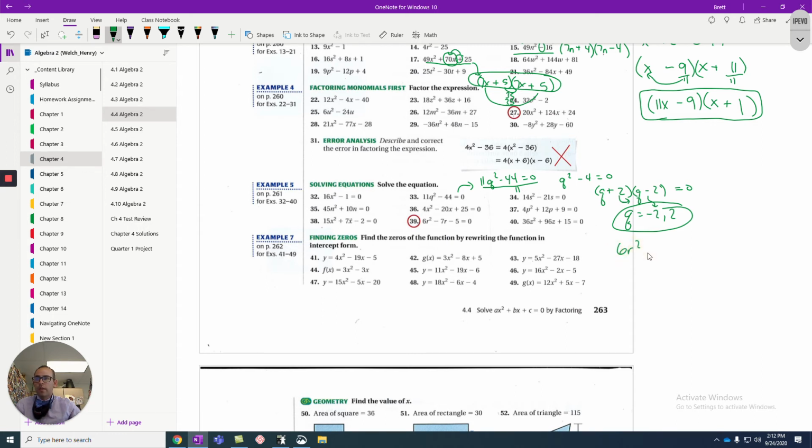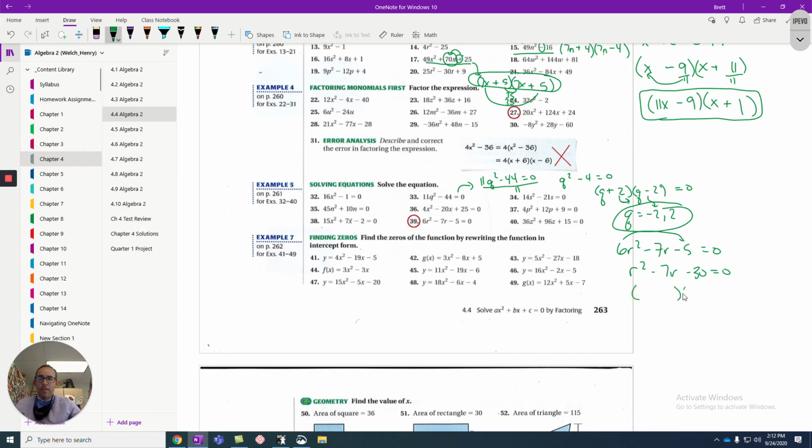6r squared minus 7r minus 5 equals 0, it's pretty traditional factoring. I'm personally going to go ahead and multiply my 6 by my 5. If you can factor it and get the same answer as I get by hand and not use this other method, that's fine. But I like this enough. R squared minus 7r minus 30 equals 0.